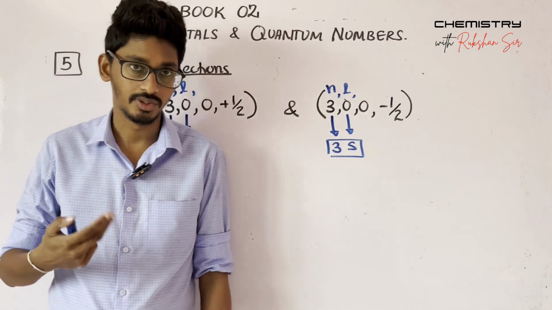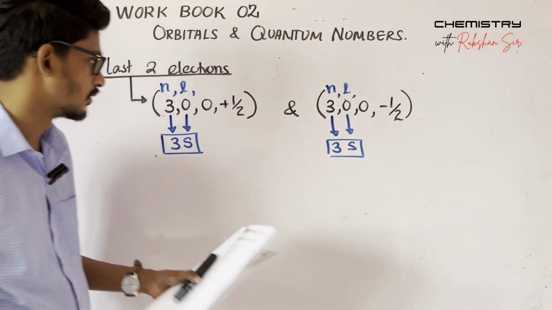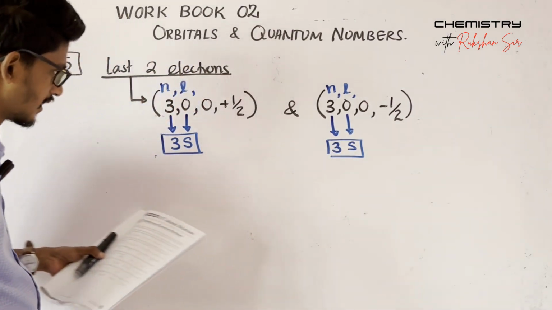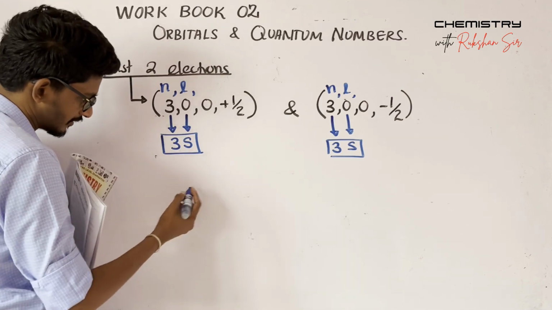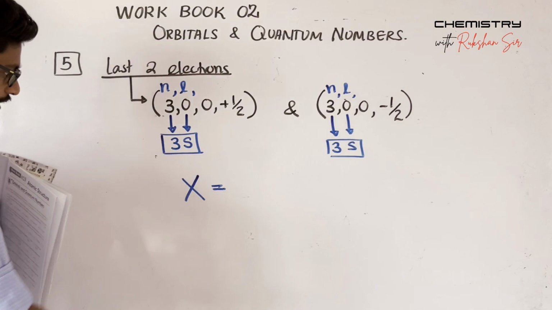Its outermost subshell is 3s, and we have two electrons in it. So let's come up with the atom. Let's take it as X, the atom. This is what we need to find.